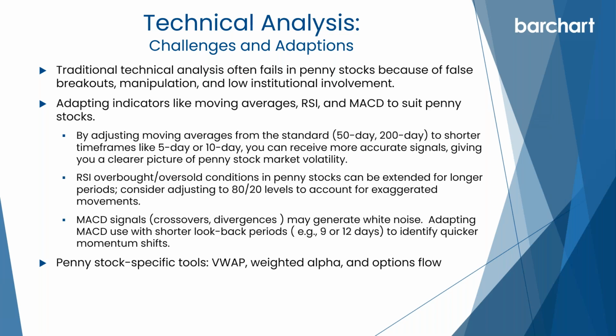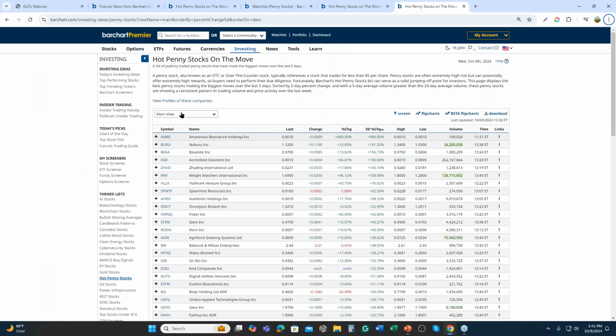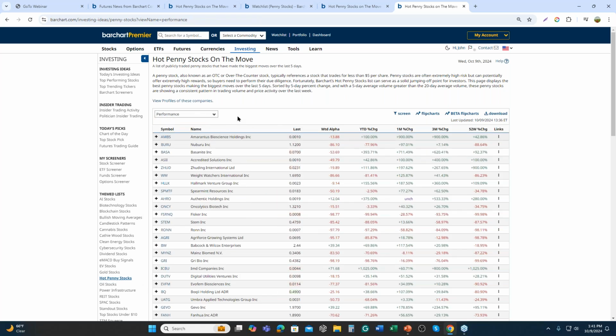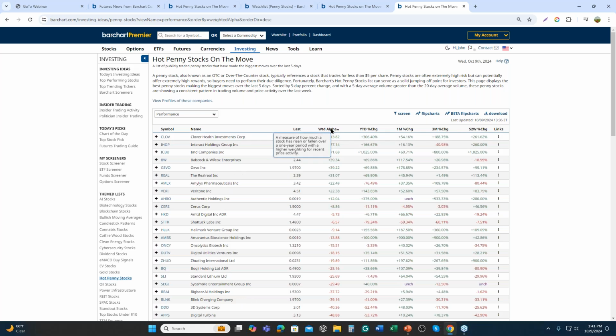So again, let's go back to our penny stocks and let's first talk about weighted alpha. So under performance, there's a default view, and you can see here we have weighted alpha. So typically what I do is I'm going to click on weighted alpha, and I want to see those penny stocks that have a higher weighted alpha. Now, weighted alpha is based on stock price movement over a 1-year period, but it gives a higher weighting to recent price action. Now, I'm not necessarily looking for the highest alpha. All I'm trying to do is look for a stock that has a positive alpha, meaning that it's in an uptick or trending environment.